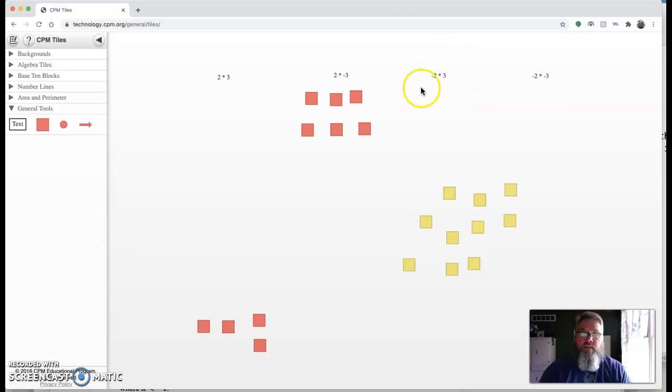But we need to look at this negative 2 times 3 because we're not going to rely on the commutative property like we did in the last video, which you may or may not have seen. We're going to attack this one too, because when we attack this one, it'll prepare us for the negative 2 times negative 3. So move these chips over here.